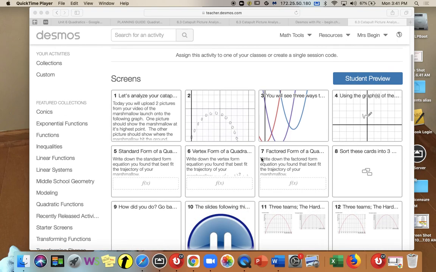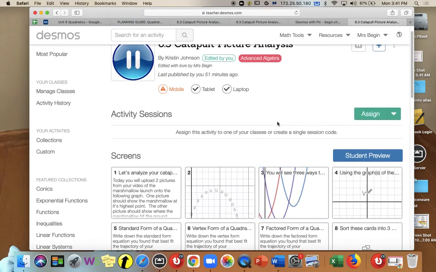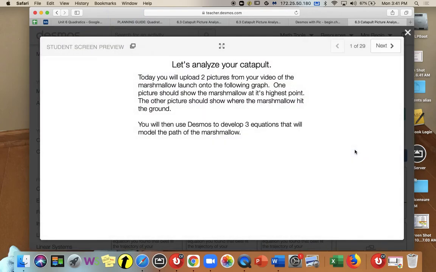Today we're going to analyze the pictures that you took as you projected that marshmallow with your catapult. So we're going to upload the pictures and take a look at different points of the graph. If you go to Google Classroom, there'll be a link to this Desmos activity. And here's what it looks like.